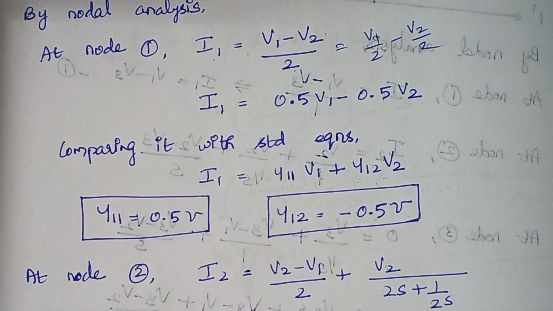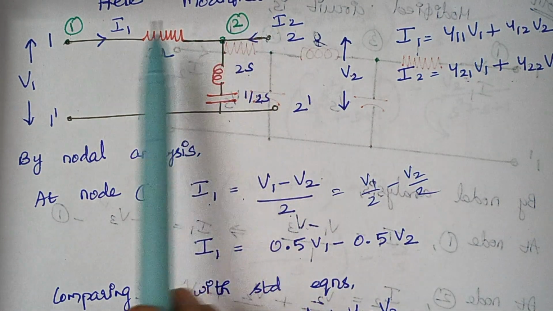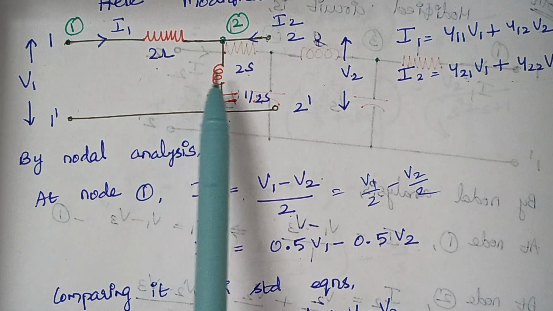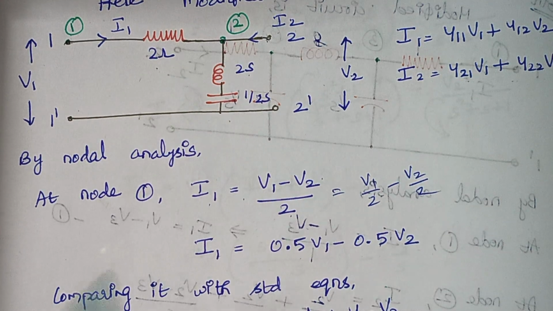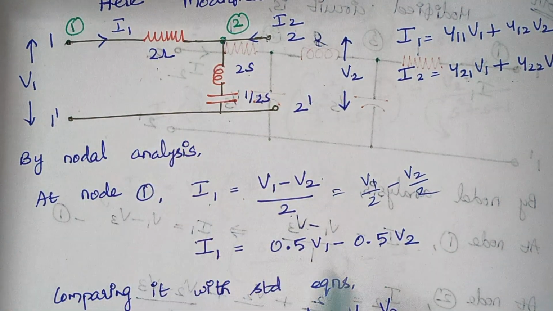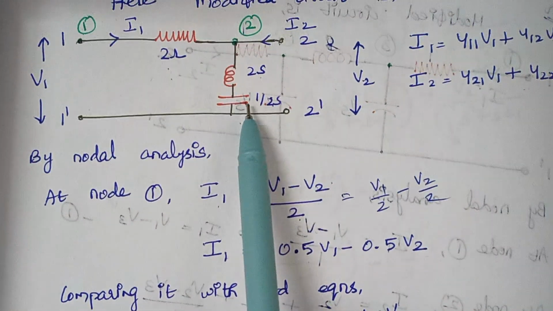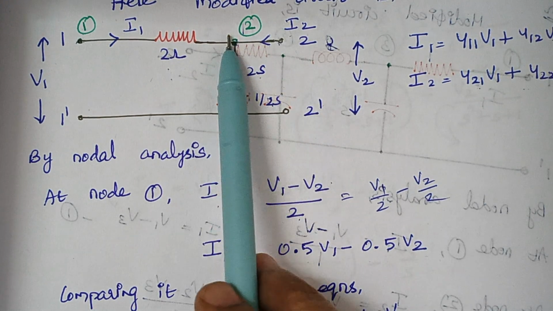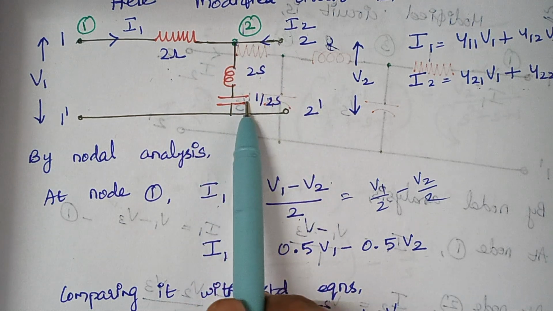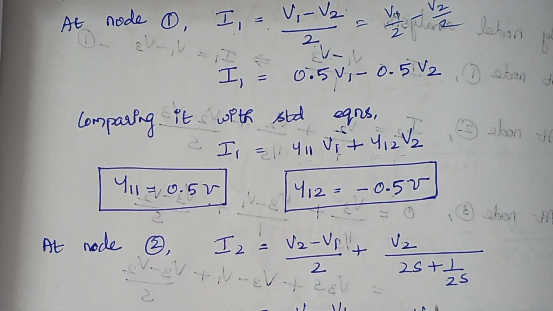So I2, the current flowing through node 2, is I2. So this I2 is nothing but (V2 minus V1)/2, because here we are writing the nodal equations for node 2. Therefore, we have to write it as (V2 minus V1)/2. So this is your first part. Plus, again to this node, these two elements are connected. So here it should be written as V2 divided by, and these two elements are connected in series, so you can directly add. So here it is V2 divided by 2s plus 1/2s.